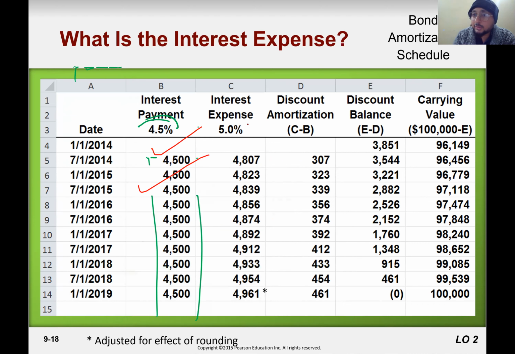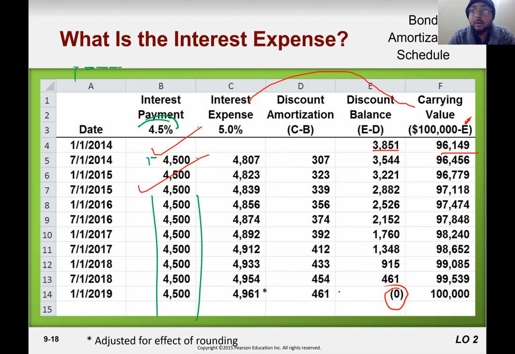Interest expense is based on the value of the bond. Right now the bond is 96,149 and this is the discount. So what is the idea? We discussed that the value of the bond in case of discount increases until its maturity value. Its maturity value is 100,000. Right now the value is 96,149. So the discount is going to be distributed until the bond reaches 100,000. It means the discount has to be 0 at the last payment, right?